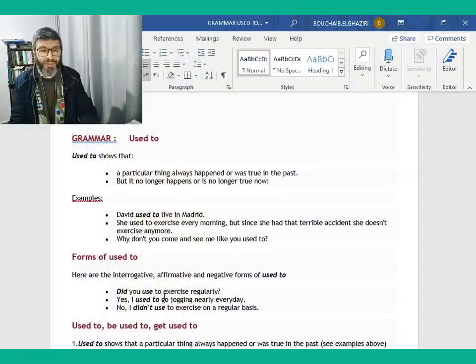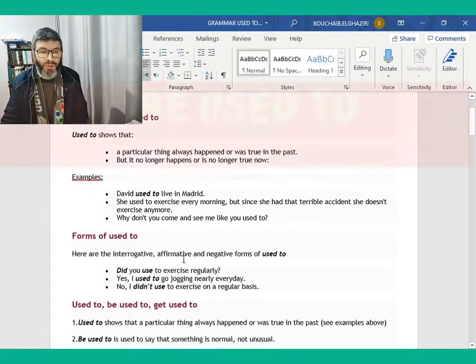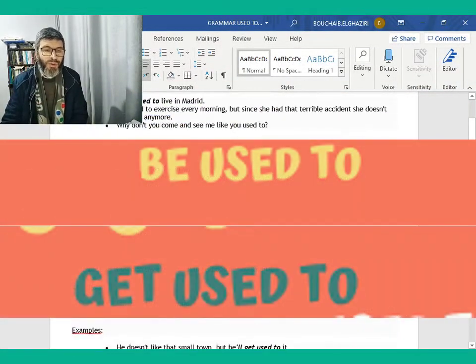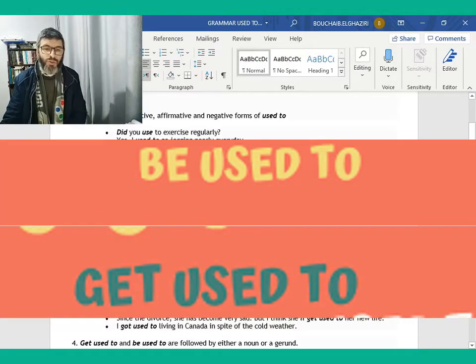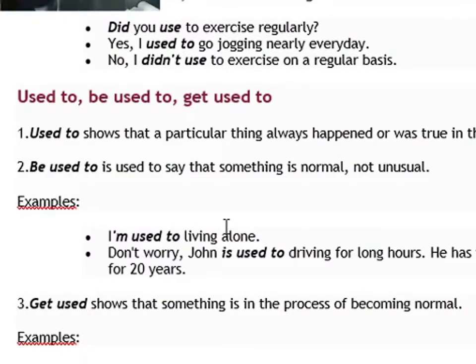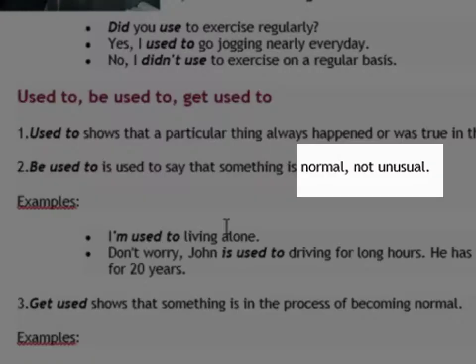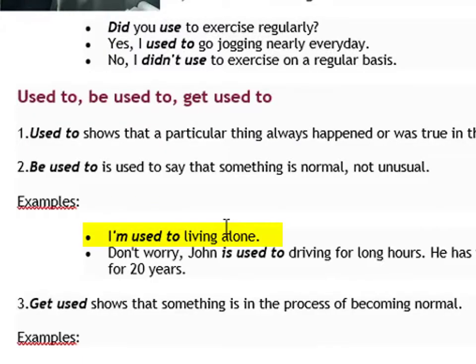Now let's move to the other expressions, be used to and get used to. Be used to is used to say that something is normal, not unusual. For example, I am used to living alone. It means that it is no problem for me to live alone without any company.